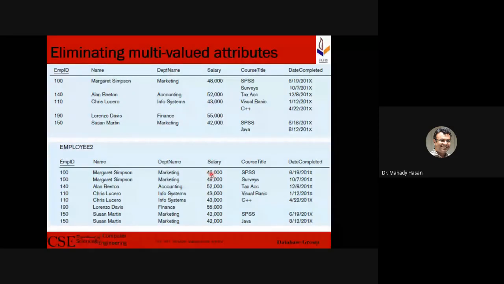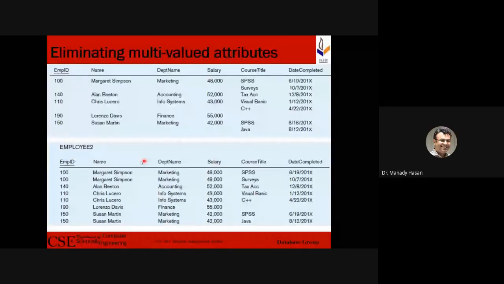The whole thing is repeating, because name is dependent on what? Employee ID. Very good. Department is dependent on what? Employee ID. Salary is also dependent on employee ID. So these three are dependent on employee ID.